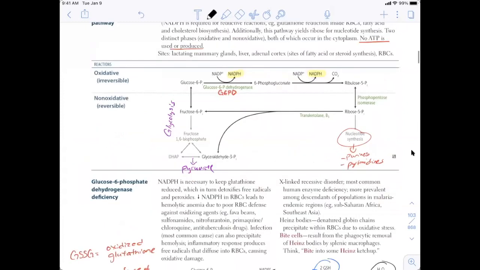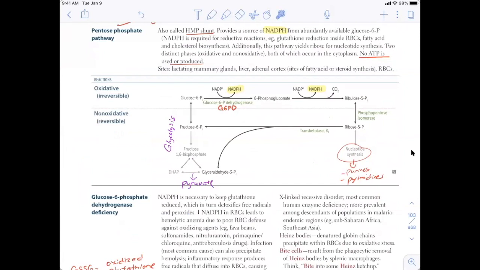And what are the places? Remember we said your HMP shunt doesn't quite happen everywhere. There are specific places where it happens. And one of those places you must remember is what? The red blood cells. Now it happens at adrenal cortex, liver, your lactating mammary glands, but the most important one where your HMP shunt happens is your red blood cells. So if I have a G6PD deficiency, my red blood cells can be affected. That's the reason why G6PD deficiency that you see here in biochem becomes a hematology topic as well, right? Because my HMP shunt happens in red blood cells, okay?